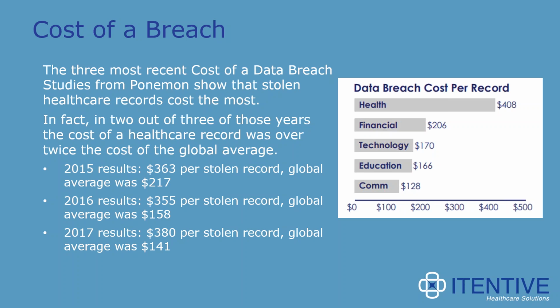So if we look at the 3 most recent cost of a data breach studies from the Ponemon Institute, and I don't know if I'm saying that right, they show that stolen healthcare records cost the most. In fact, in 2 out of 3 of those years, the cost of healthcare records was over twice the cost of the global average. So in 2015, $353 per stolen record, the global average was $217. In 2016, it was $355, and in 2017, it was $380. Again, the cost is significant if this happens to your group, and none of us are protected.